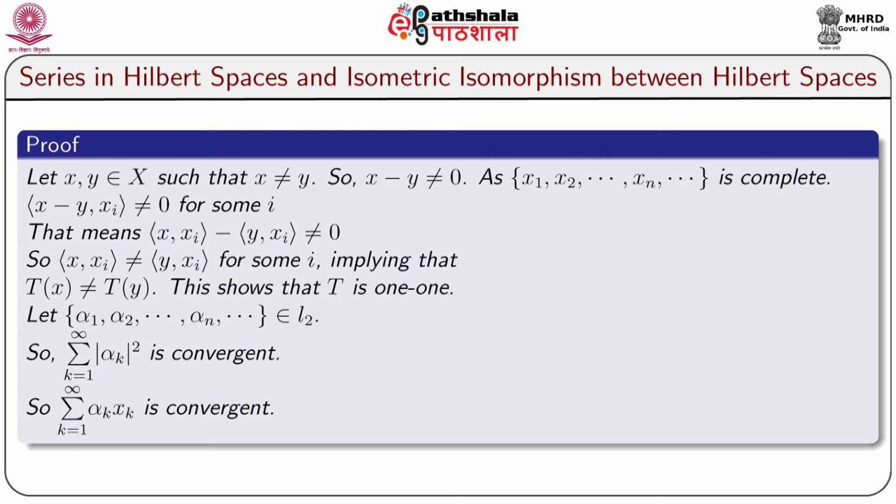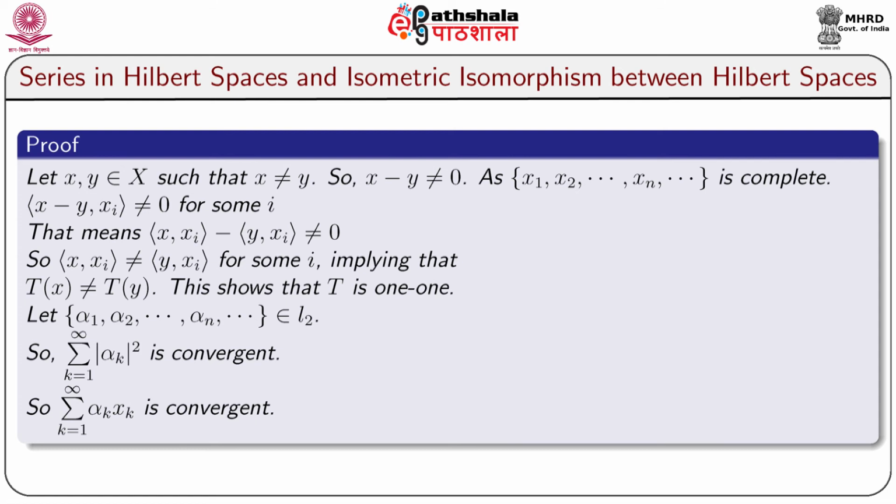Let x comma y belong to capital X such that x is not equal to y. So, x minus y is not equal to 0, as the set of vectors x1, x2, ..., xn, ... is complete. Inner product x minus y comma xi is not equal to 0 for some i. That means inner product x comma xi minus inner product y comma xi is not equal to 0. So, inner product x comma xi is not equal to inner product y comma xi for some i, implying that Tx is not equal to Ty. This means that T is 1-1.